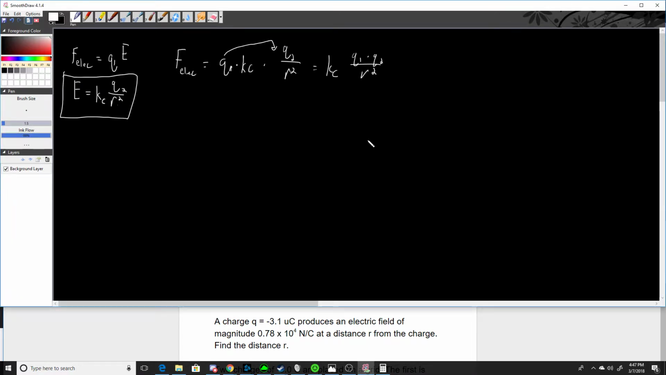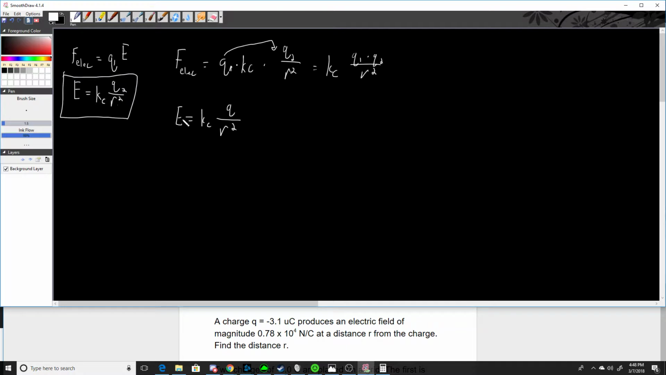Negative 3.1 microcoulombs produces an electric field of magnitude 0.78 times 10 to the fourth newtons per coulomb at a distance r from the charge. And they want us to find r. So in this case, I know the electric field, or how strong the electric field is. Okay, so in this case, I'm looking for r squared. I would start off to solve this one by algebraically getting r squared by itself. So E equals Kc Q. I actually don't even need to make it Q2 in this case. We're only working with Q over r squared.